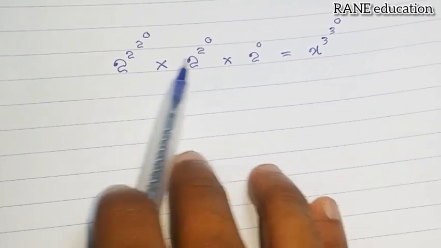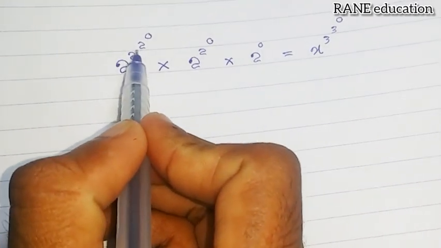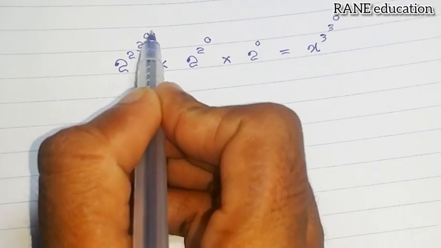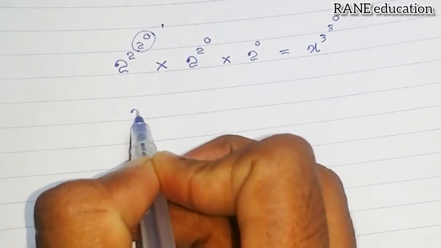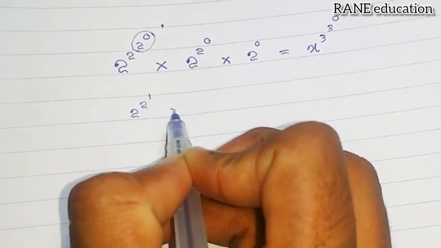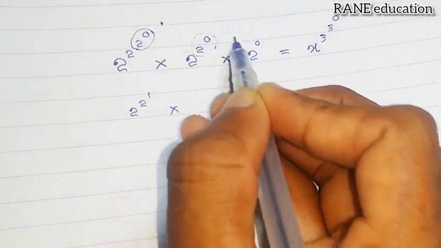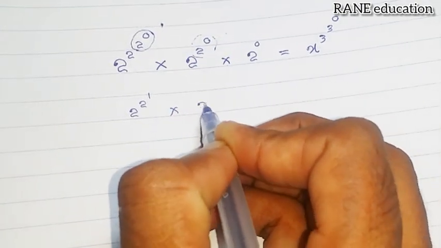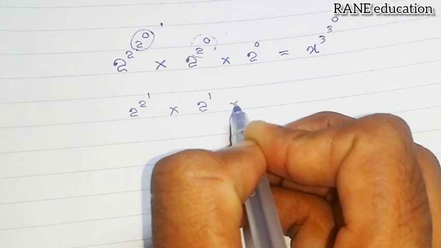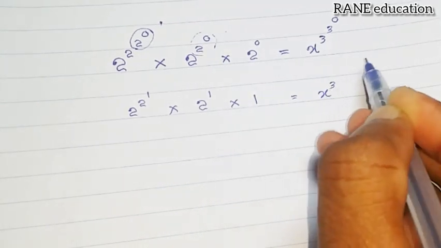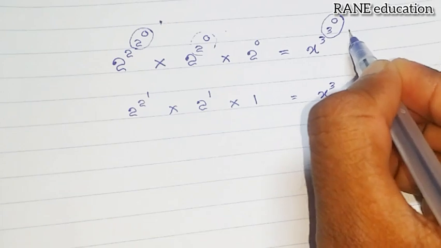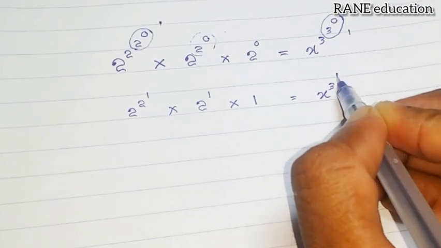Okay, let's check them. 2 to the power 2, power 2, power 0. 2 to the power 0 is equal to 1. 2 to the power 2, power 1 times 2 to the power 1 times any number to the power 0 is equal to 1. By using the previous method, 3 to the power 0 is equal to 1.